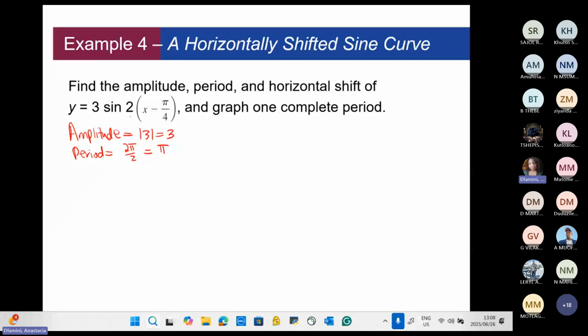Now, the horizontal shift. What is the horizontal shift? Pi over 4. Well done, it's equal to pi over 4. Is this a shift to the left or a shift to the right? To the right. Thank you. So this is a shift of pi over 4 units to the right. Do you see that? Yes.